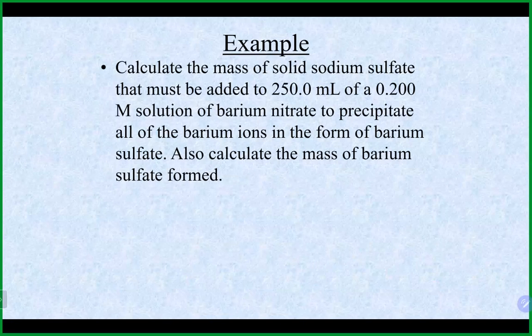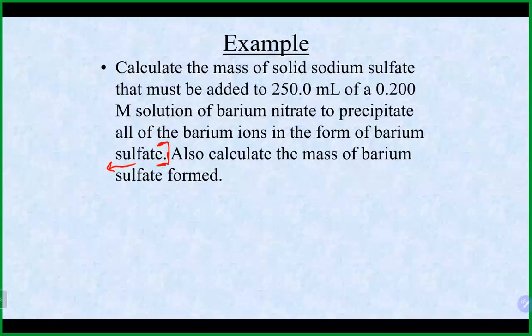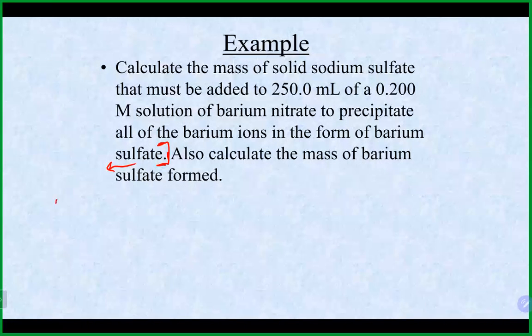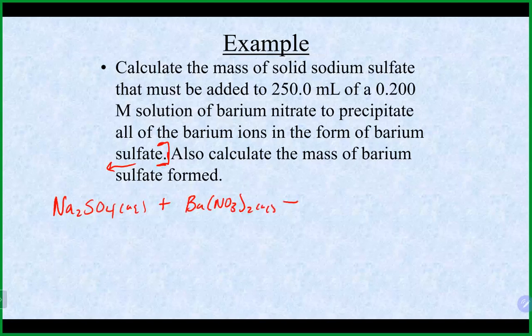So just to start with, we're going to do the first part here. Obviously we have everything in words, so we definitely want to turn it into formulas and equations. We want to calculate the mass of solid sodium sulfate that must be added. That's a reactant, so based on your knowledge, that should be sodium sulfate. That needs to react with barium nitrate, barium +2, nitrate -1, which should give you something like this.